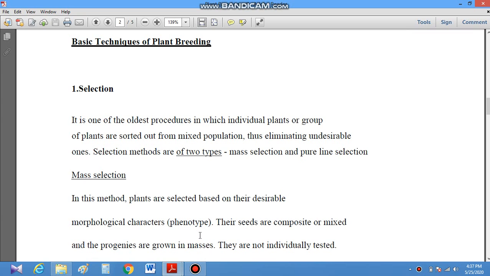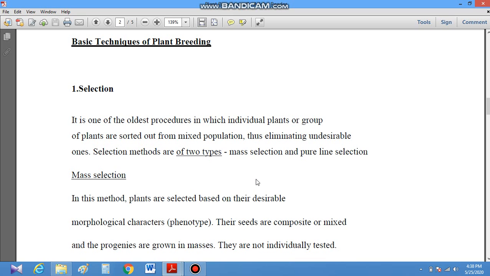So we are now going to discuss the first method, that is called selection. First we should know what selection is. Selection basically refers to the process that favors survival and further propagation of some plants having more desirable characters than others. So we eliminate undesirable ones and we prefer the plants having desirable characters.